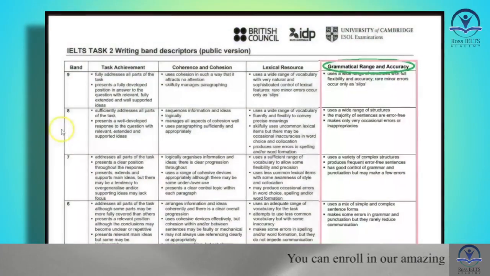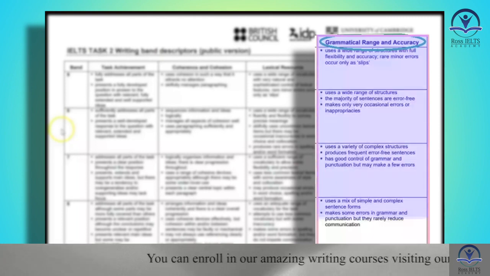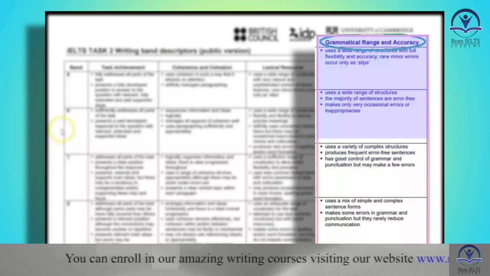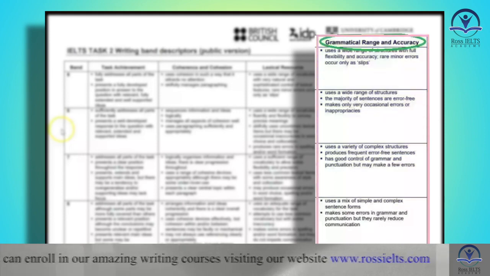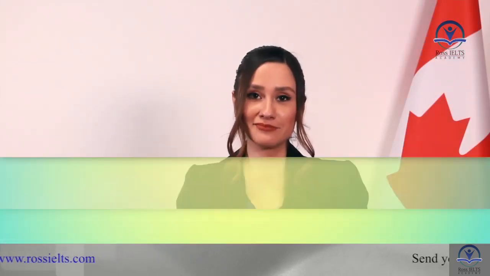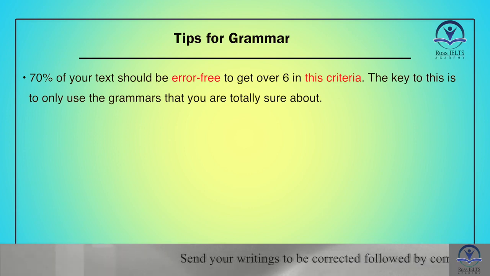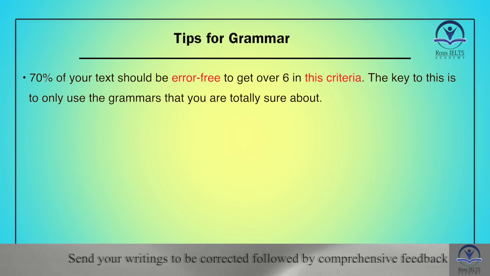And finally, let's talk about the last criteria, which is grammatical range and accuracy. In this criteria, your sentence structures, proper use of tenses, which are past, present, and future, putting right punctuations, and using simple structures as well as complex structures and statements with a clear idea and control over grammar is significant. So, what can we do to get a high score in this criteria? First of all, 70% of your text should be error-free to get over 6 in this criteria. The key to this is to only use the grammars that you are totally sure about.